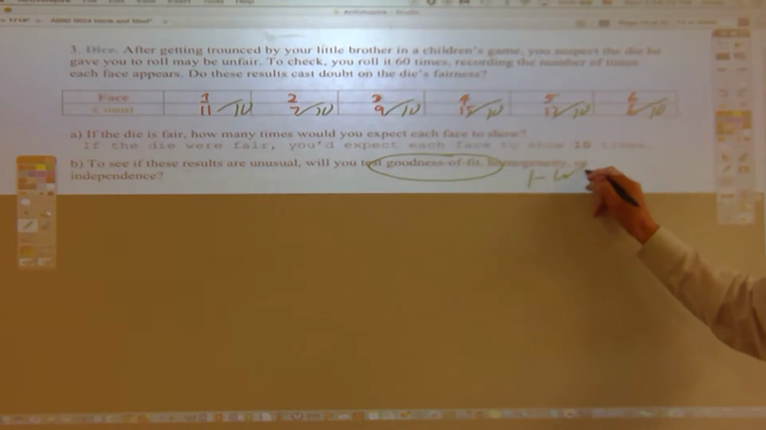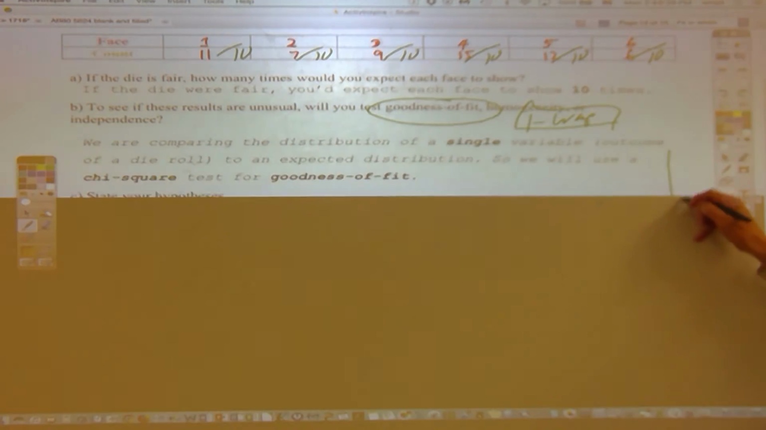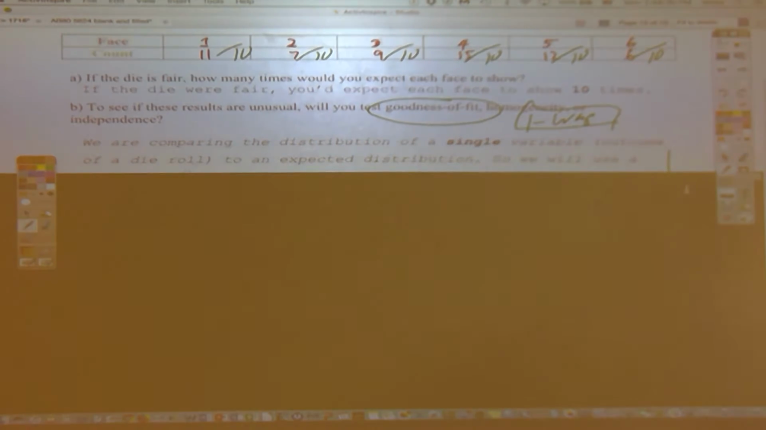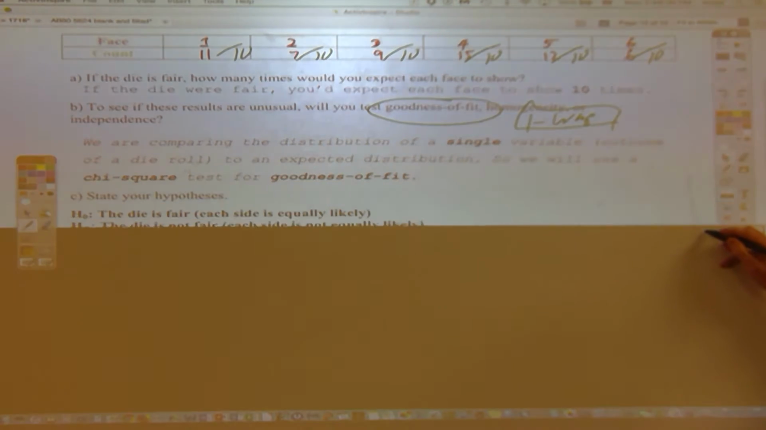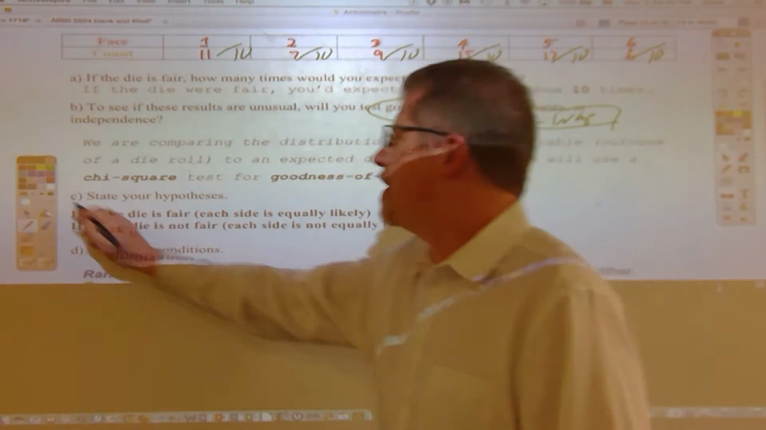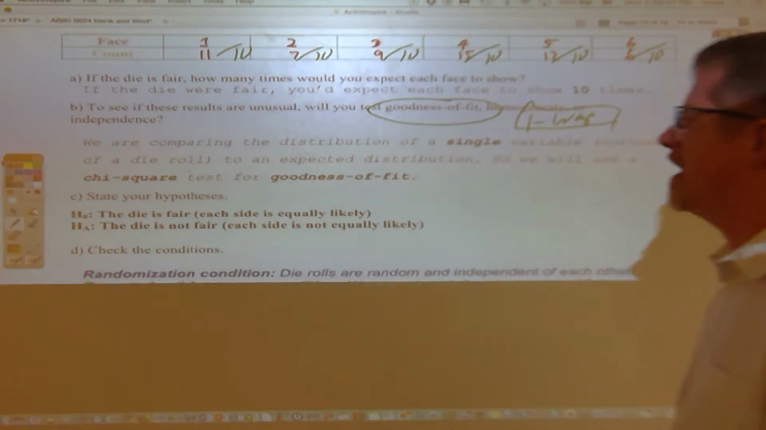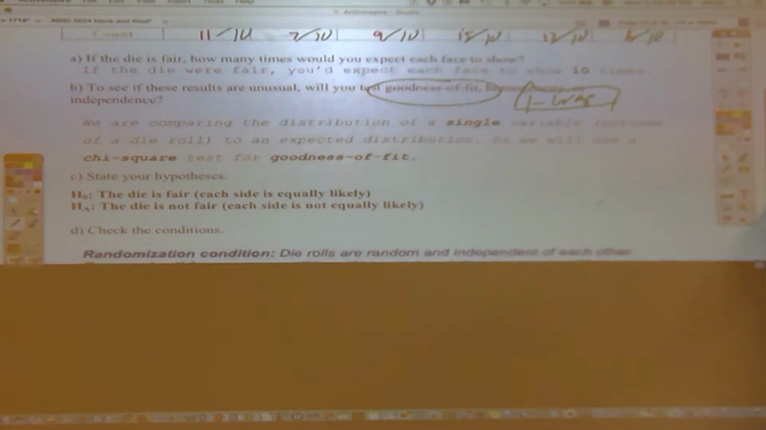Why? Because it's a one-way table. The given information fits into a one-way table. We're comparing the distribution of a single variable to an expected distribution. So we're going to use a chi-square test for goodness of fit. The hypotheses are: null hypothesis, the die is fair; each side is equally likely to occur. Alternate hypothesis, the die is not fair; each side is not equally likely.